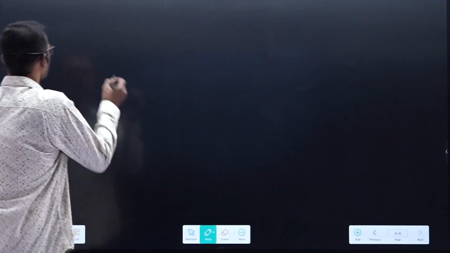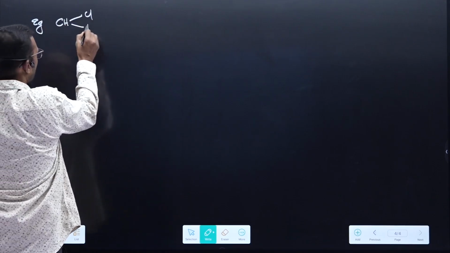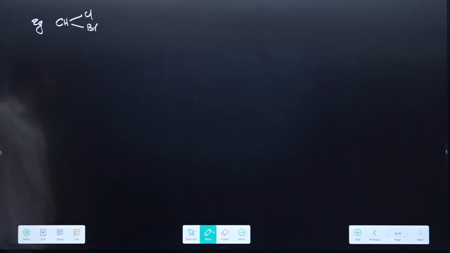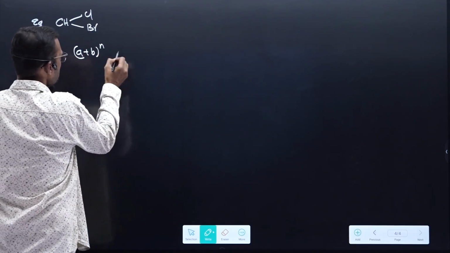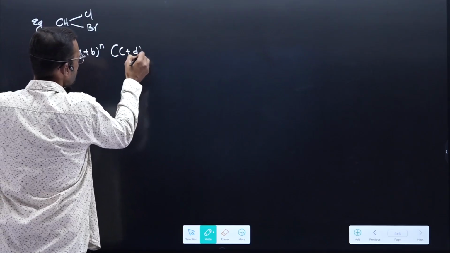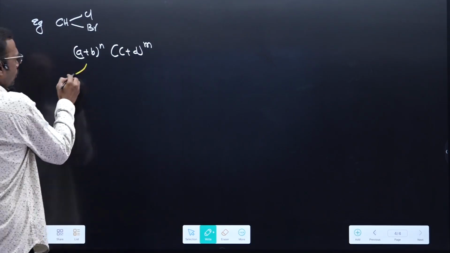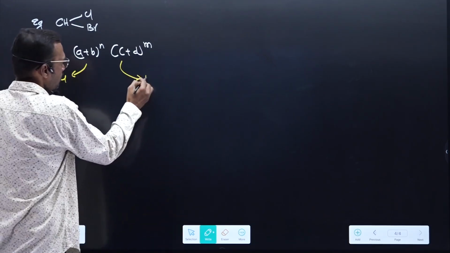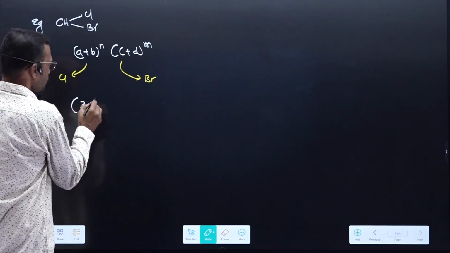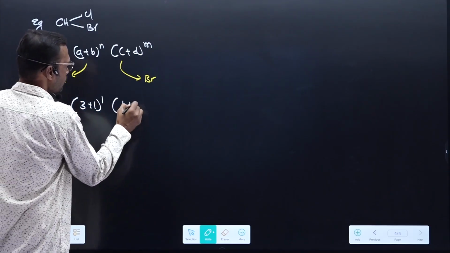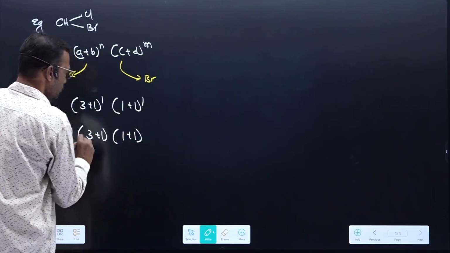See, one more example. Suppose mixed halogens are present, here chlorine and here bromine. One chlorine, one bromine is present. At that time, two formulas have to be applied: (A plus B) to the power N, (C plus D) to the power M. This is for chlorine, and this is for bromine. For chlorine, I can write (3 plus 1) to the power 1, and here (1 plus 1) to the power 1. So I can say 3 plus 1, and here 1 plus 1. Then you multiply with this.